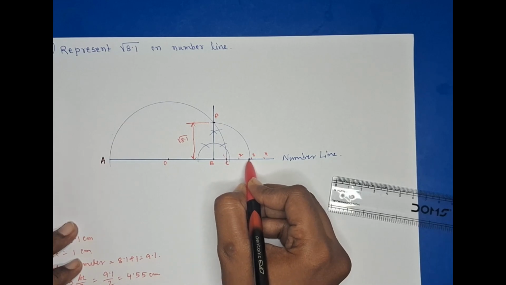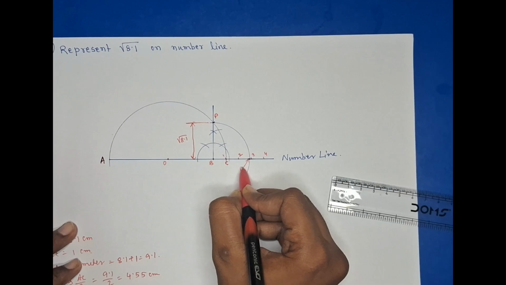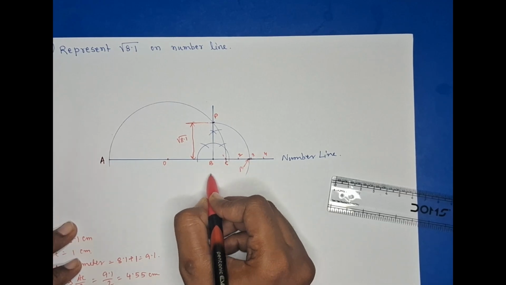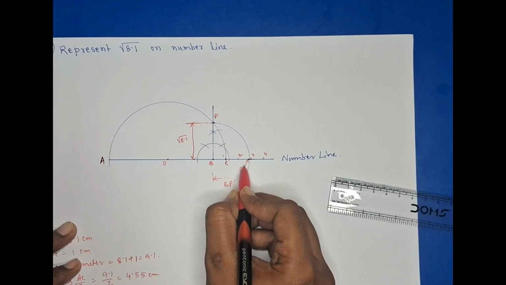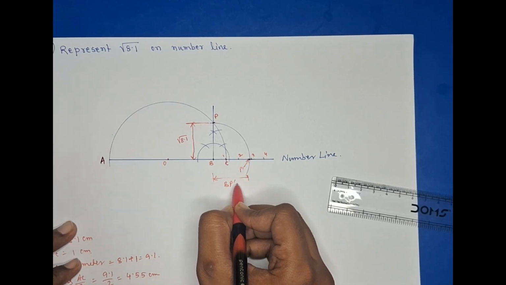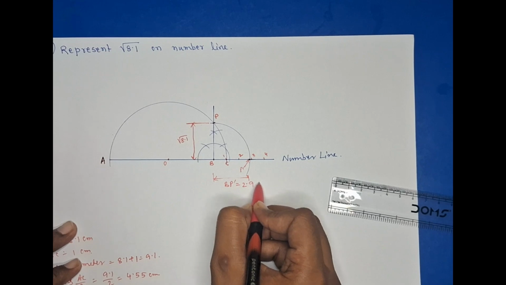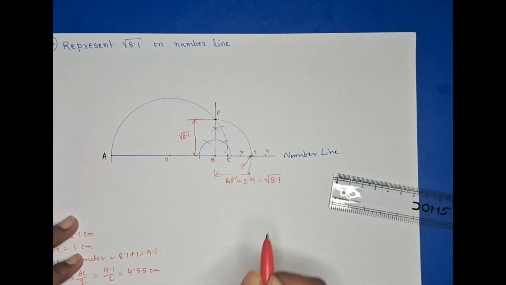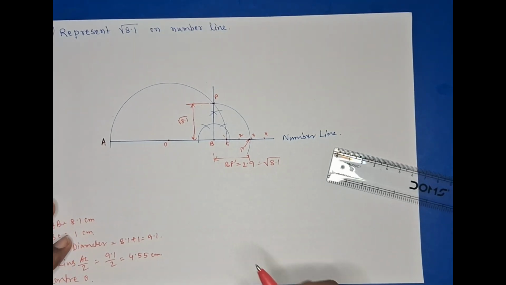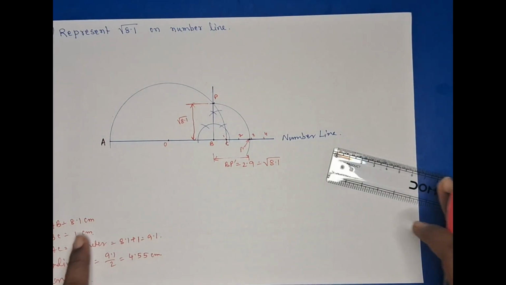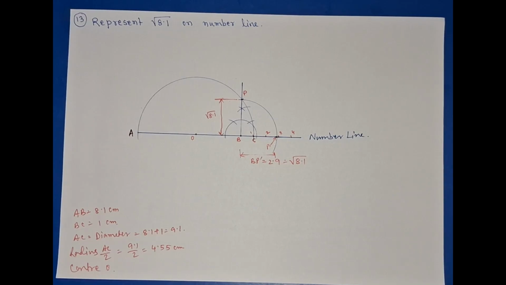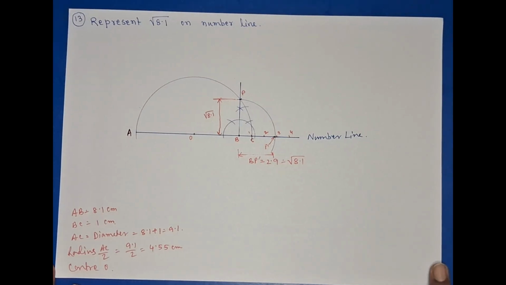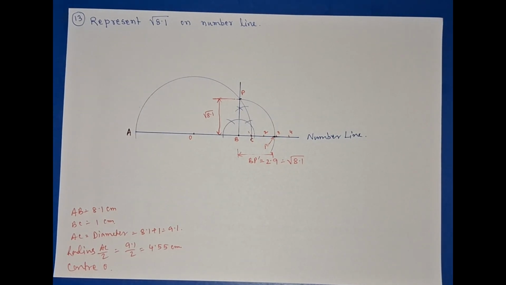This point is P dash. So this BP dash, let us consider as P dash. BP dash is equal to 2.9 is equal to square root of 8.1. Please check whether I am right or wrong. So this is how we are going to draw or represent square root of 8.1 in number line. I hope you have understood it.